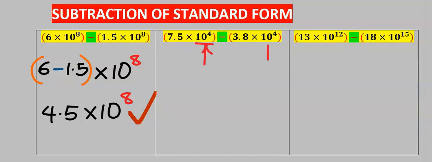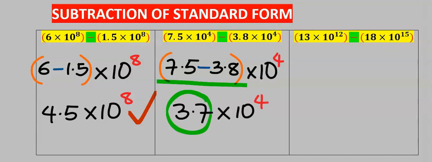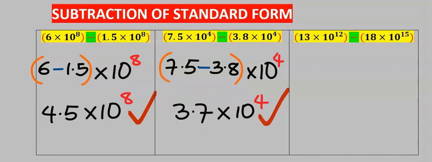Next, let's consider this question. The 10s are the same, which is 10 to the power of 4. Hence, we are going to subtract 7.5 minus 3.8. Next, since the powers of 10 are the same, I'm going to multiply this with 10 to the power of 4. Next, 7.5 minus 3.8 is 3.7. 3.7 is between 1 and 10. And this is our answer.